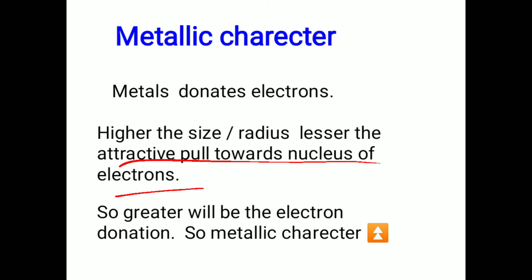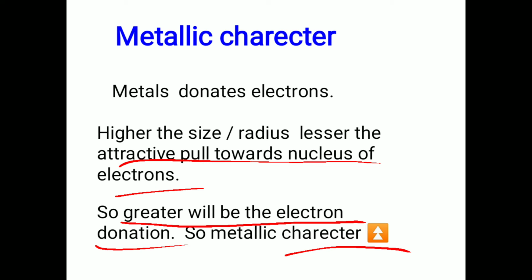If the attractive pull of the electron towards the nucleus is less, then it is easier for a metal to donate an electron. That leads to more electron donation, so the greater will be the electron donation. So the metallic character will be increasing. If some elements donate electrons easily, then the metallic character increases.